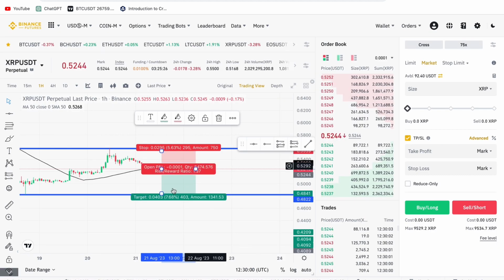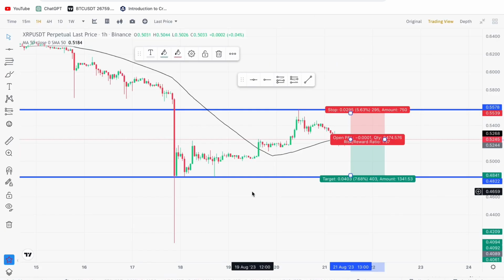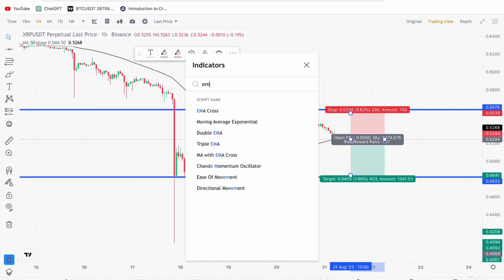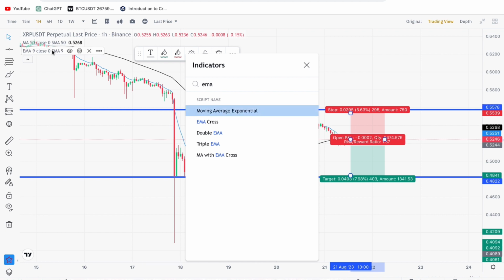You guys have just seen how to add your support and resistance and how to enter the trade. The reason why we are going for a short position is because the 50 EMA moving average indicator has crossed the candlestick pattern and the price is currently moving to the downside. If you don't know how to add the moving average, just click on this technical indicator, type in EMA, and we have the exponential moving average. When I click on it, you see it at the top left hand side.